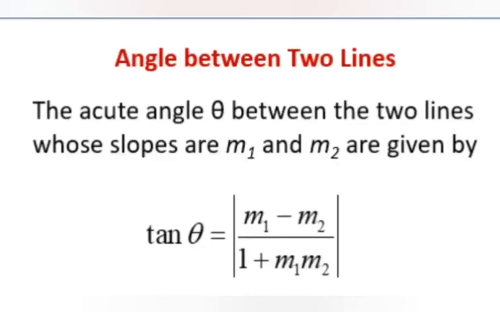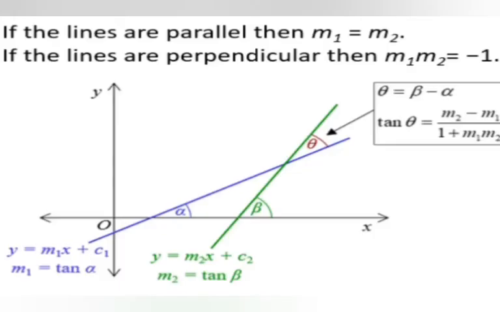Angle between two lines. When two lines are given and their gradients are known, we can find the angle between the two lines. So tan theta is m1 minus m2 over 1 plus m1 m2. All we need to do is substitute our gradients. Remember, m are the slopes or gradients. Once you substitute them, you'll be able to find the angle between the two lines.